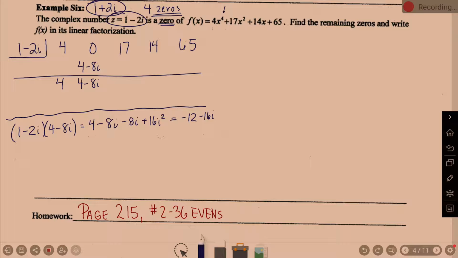And where do I put that negative 12 minus 16i? That's going under the 17. And then we're going to add. You guys got to talk to me here. I want to make sure we know what we're doing. How do we add 17 and negative 12 minus 16i?